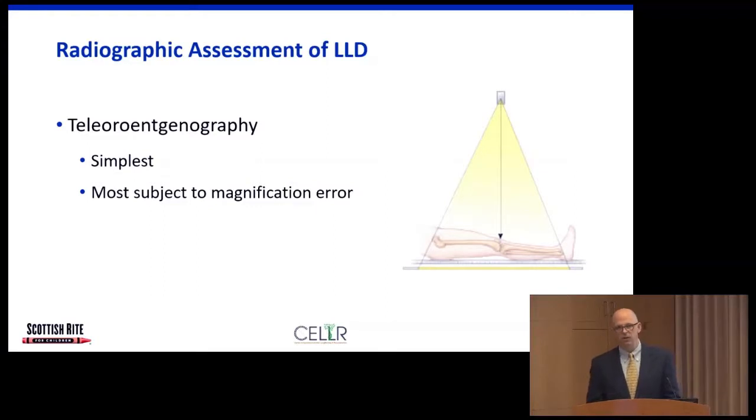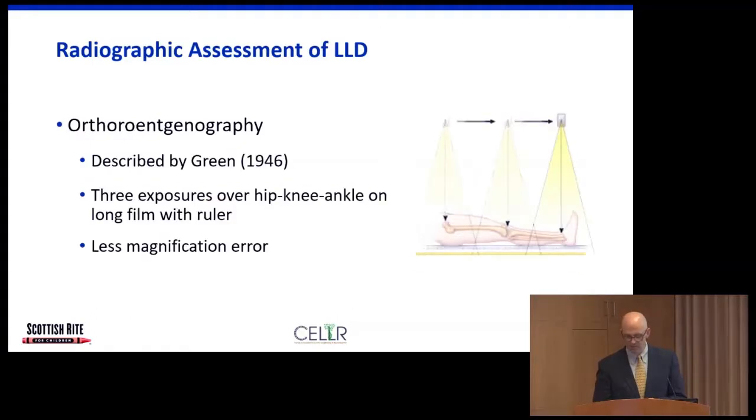Just to touch on the different radiographic techniques, the AP of the lower extremity standing is the important one. There are other ways that different radiology techs will do this. Teleroentgenography is the simplest, but it's also the most subject to magnification error, where the patient is lying down and they take one image centered at the knee. So you get parallax at the hip and the ankle, and you don't have a very good appreciation for the joint deformity, and you can't measure the actual lengths of the leg off that image.